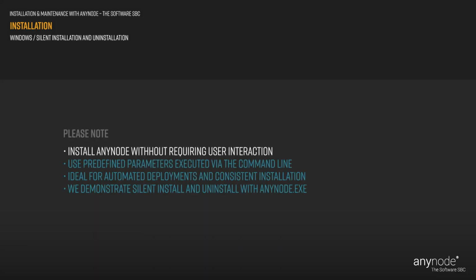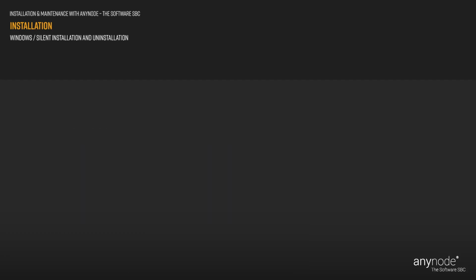A silent installation of Anynode allows you to deploy the application without requiring user interaction, using predefined parameters executed via the command line. This is particularly beneficial for automating deployments or maintaining consistency across multiple installations. In our example, we demonstrate silent installation and uninstallation using the anynode.exe file.